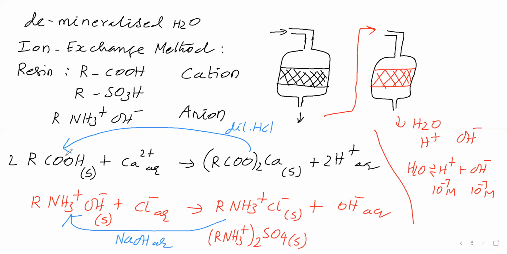Next, we can go for the chelating method. Next, we are going for what? The chelating method. This chelating method is used for removing what? Hardness. How is it used? Here we are using EDTA, ethylene diamine tetraacetate.